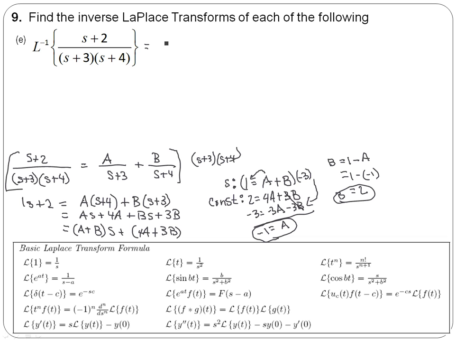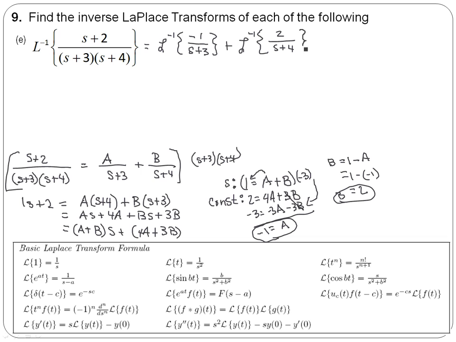That tells me that I can break up this inverse Laplace into the sum of two fractions. I have negative 1, that's from my A, over s plus 3, plus the inverse Laplace of the value for B, which is 2, and that's over s plus 4.